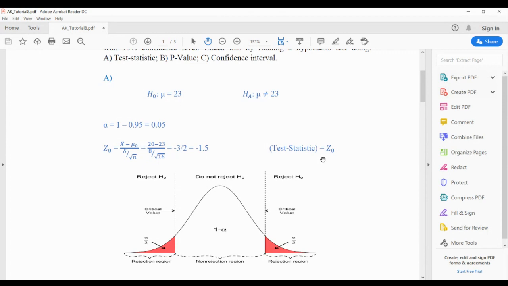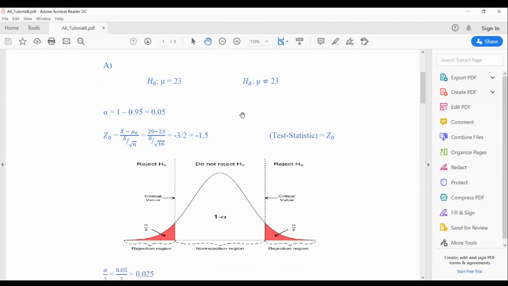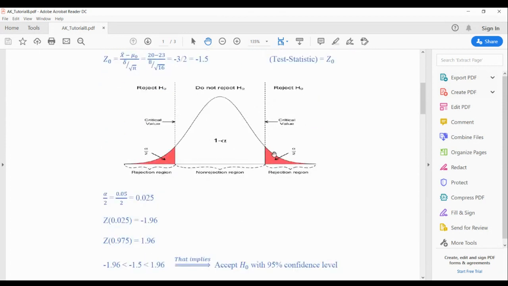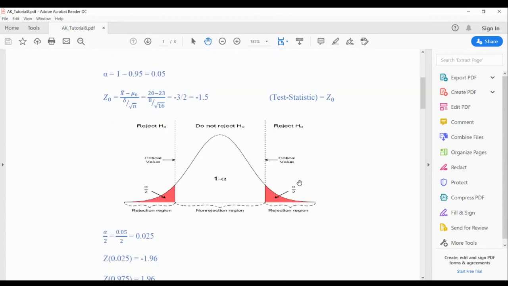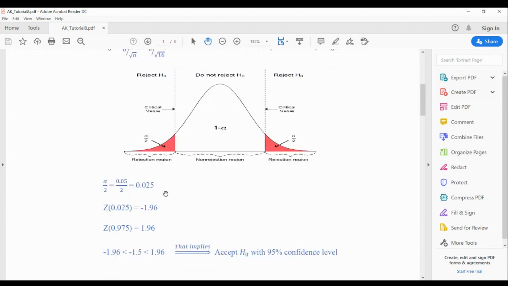How to run my test using test statistic though? Okay, take a look at this graph. How did I understand I should have two-sided case? Based on my alternative hypothesis, it is obvious, not equal to 23. It means that it's either more than or less than. So both sides I should be careful about. And you see, my alpha was 5%. And when we have two-sided case, my alpha would be divided on the right and left side of my graph. That's why I should calculate alpha over 2. So alpha over 2 is 2.5%.